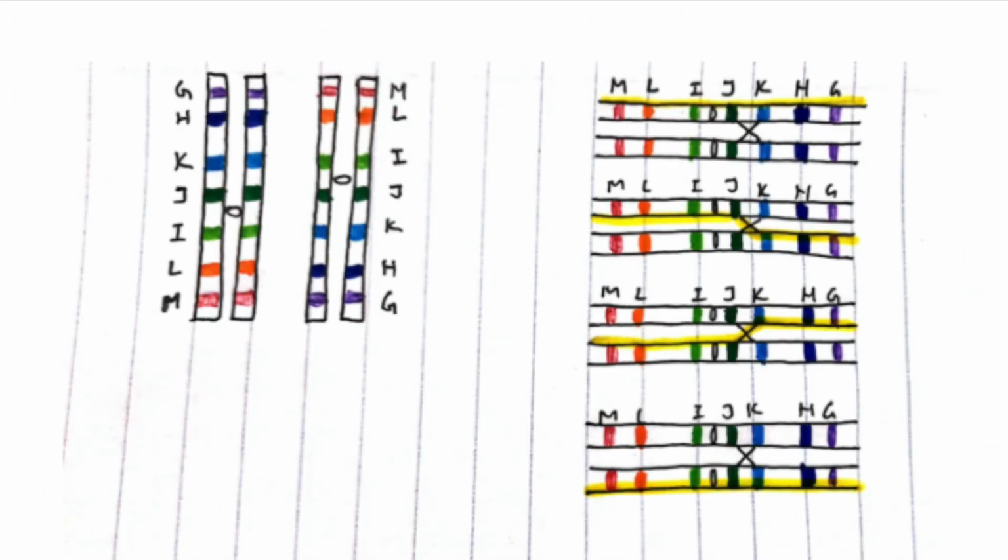And so if you were to cross those, you would have four different chromatid possibilities, and they would look exactly the same because no matter which way you go with the crossover between the J and K, it would all be MLIJKHG.